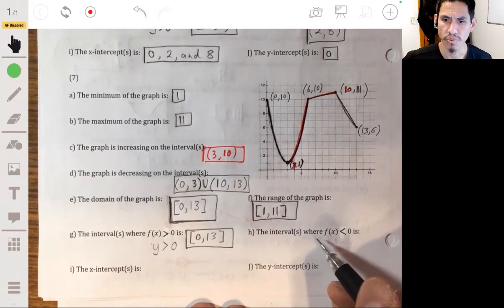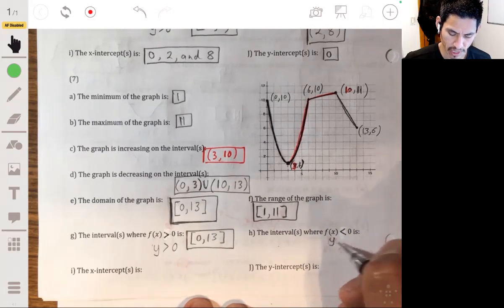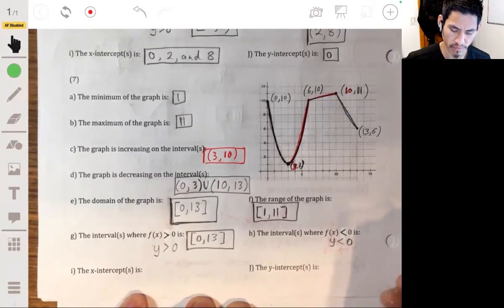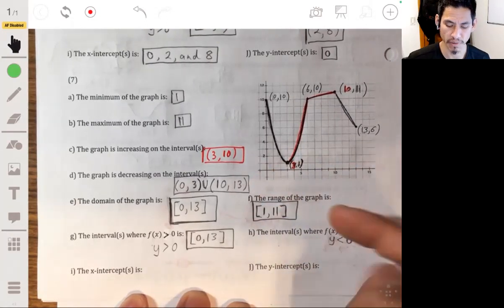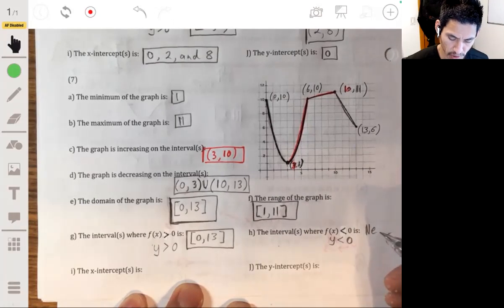Right, for h, when is f of x less than 0, or when is y less than 0? It's never less than 0, it's never below the x-axis. So you can just write never or nowhere.